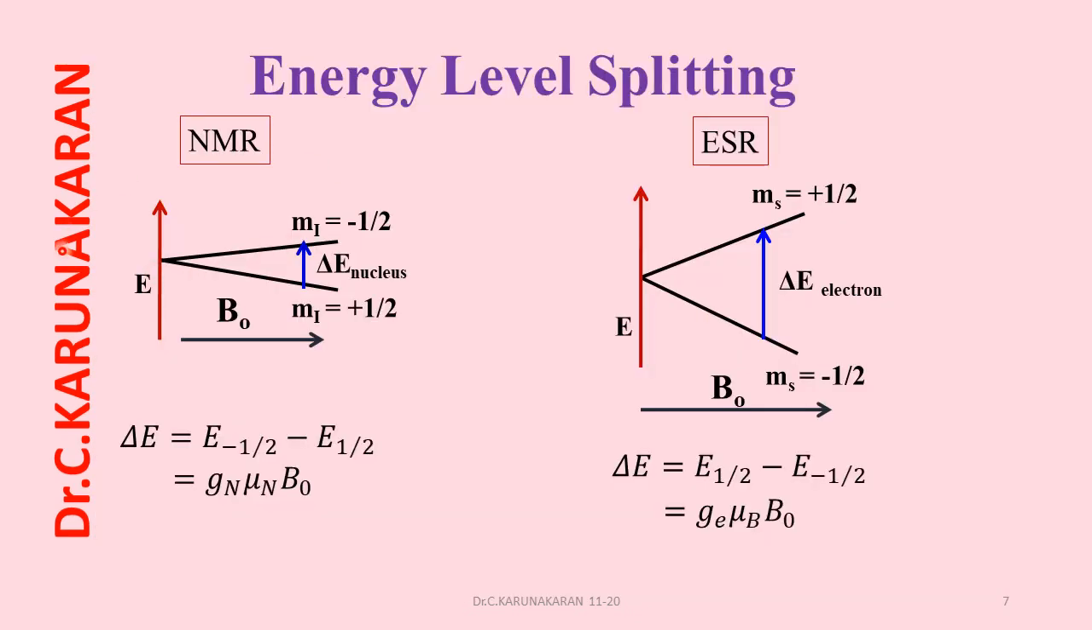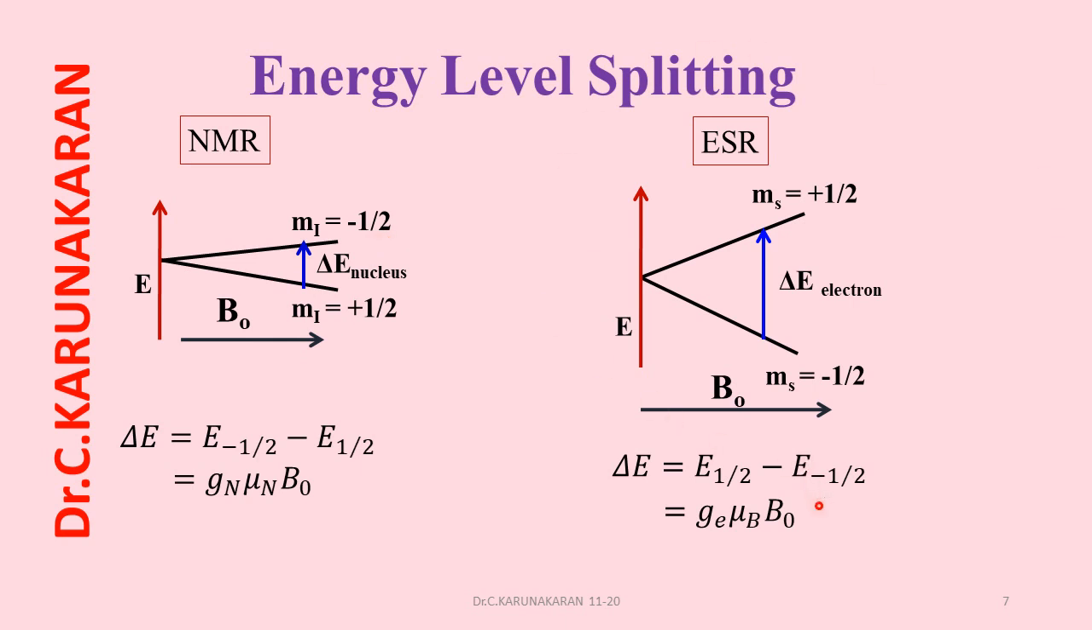Because of the above interactions, the energy level splits into two levels in the presence of an applied magnetic field. In the absence of a magnetic field, these two levels are degenerate. In the presence of a magnetic field, because of the interactions, they split into two non-degenerate levels. With the increase in magnetic field strength, the energy of splitting increases.